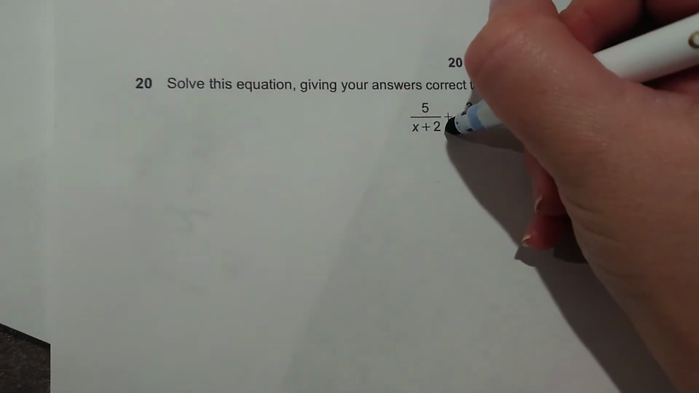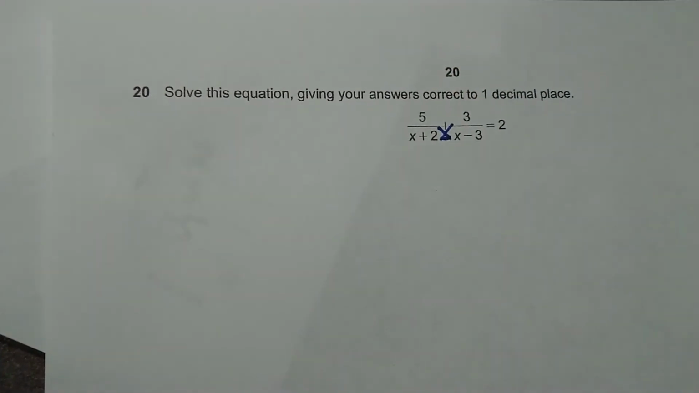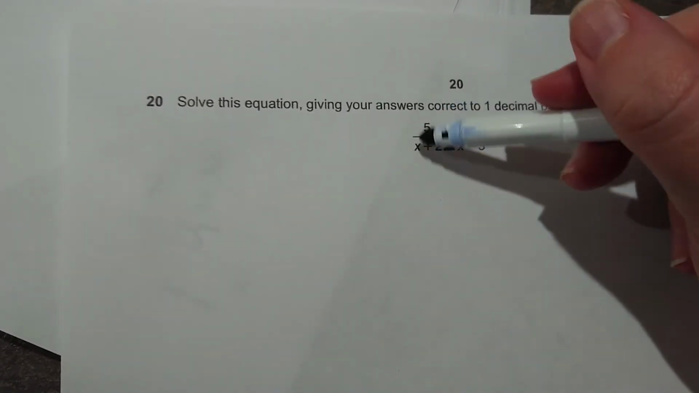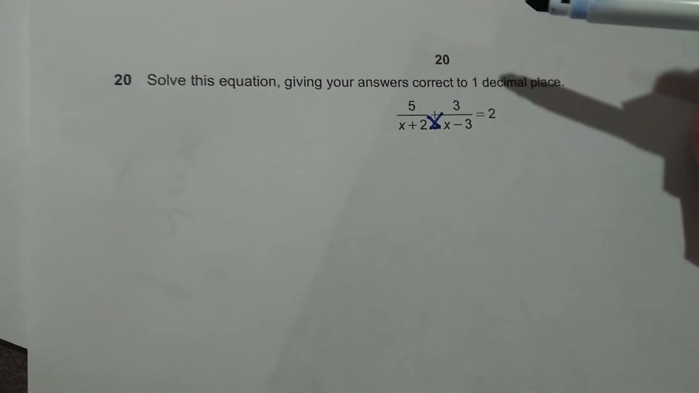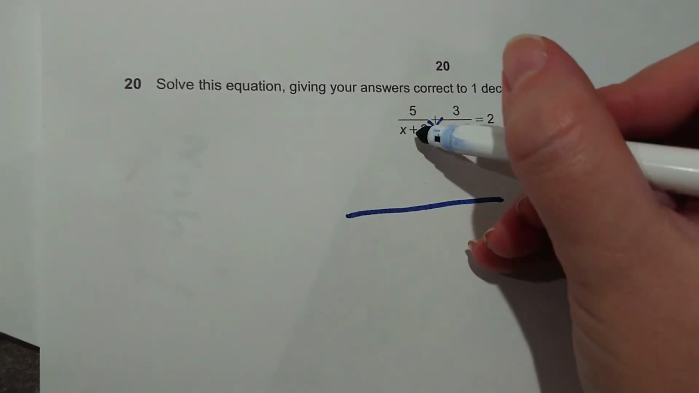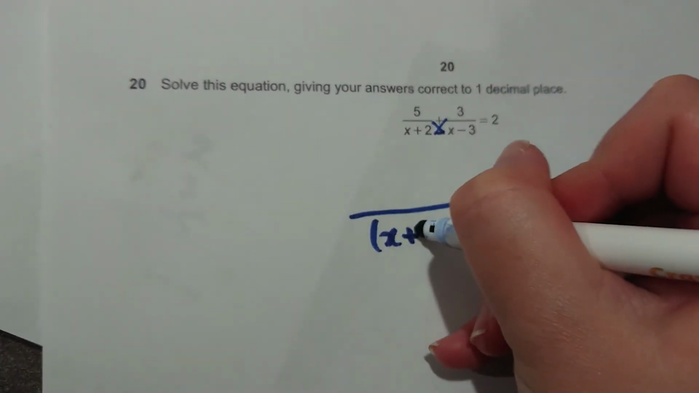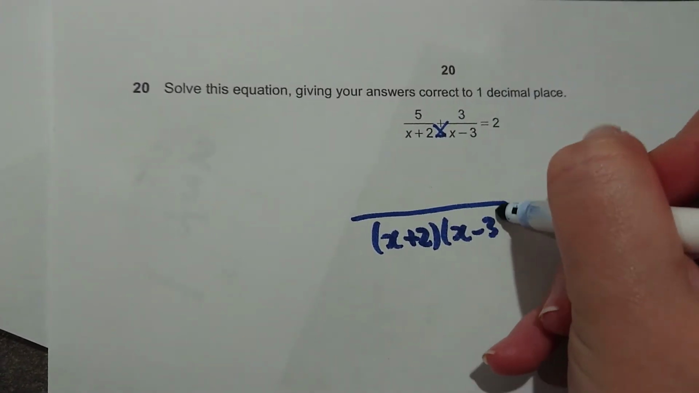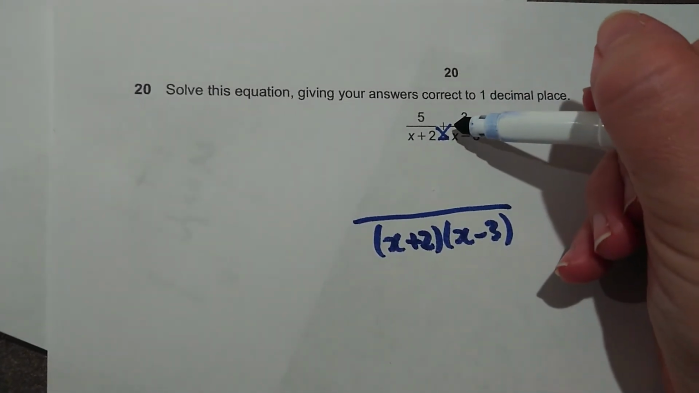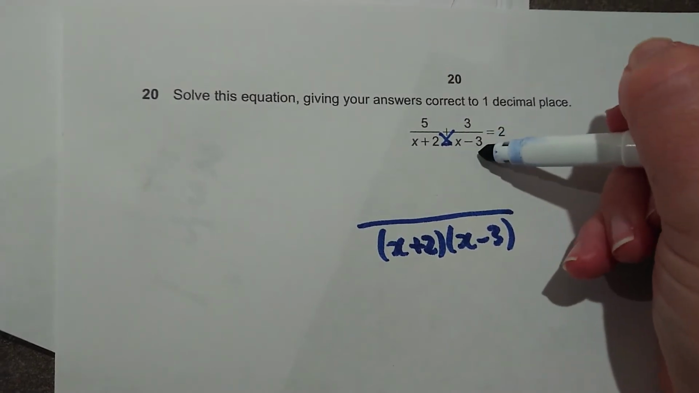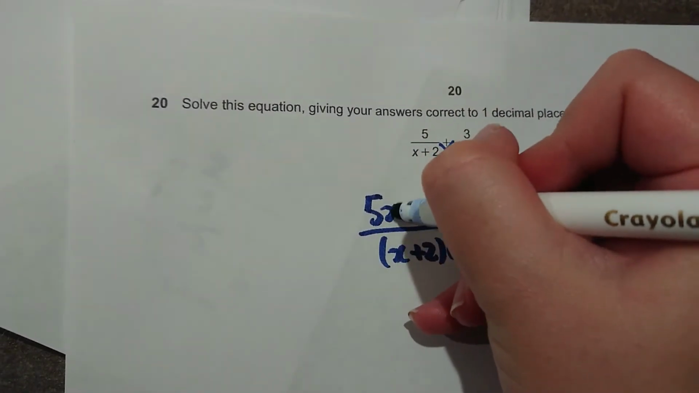So if we put in the picnic table like that, hopefully you should be able to spot that these algebraic fractions need the picnic table. So the bottom of the fraction is these two times together in brackets: x plus 2, x minus 3. Now you need to do 5 times x minus 3, so that's going to be 5x minus 15.